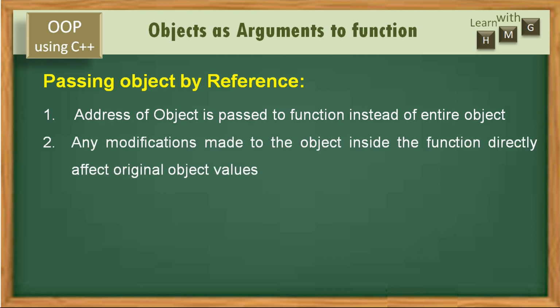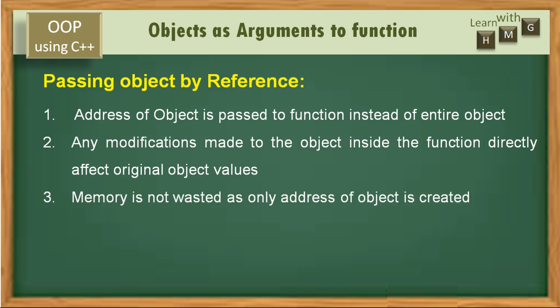Due to this, any modifications made to the object inside the function directly affect the original object values. Because of the address, the operations performed within the body of the function will be directly performed on the original object, and in this way it will directly affect the original values of that object.